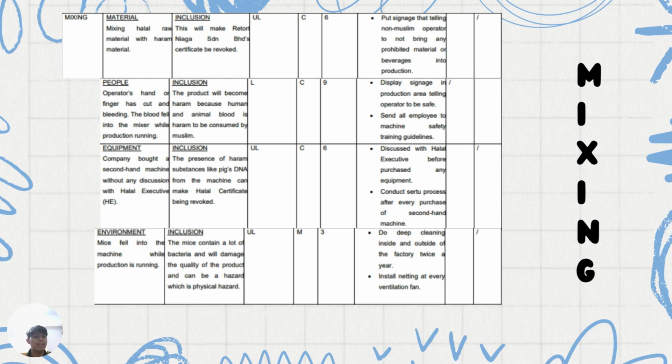Right, if the operator's hand or finger has cuts and bleeding, the blood may fall into the mixer while production is running. The inclusion: the product will become haram, because human and animal blood is haram to be consumed by Muslims. The likelihood is likely, and the severity is critical. Why is it critical? Because blood is a haram thing.